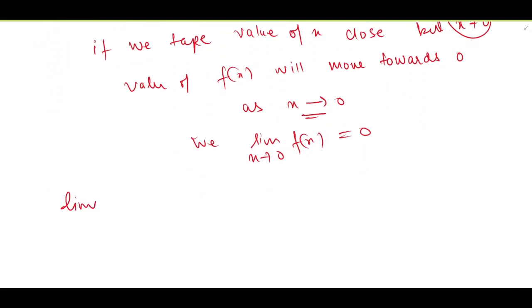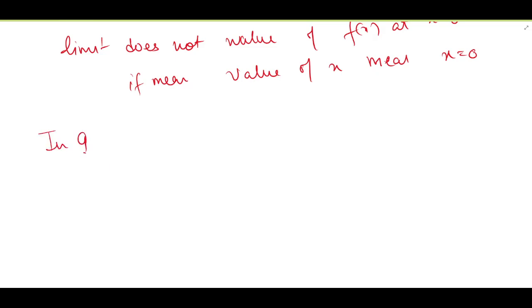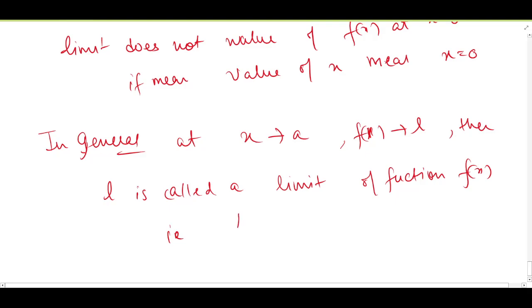So limit does not mean the value of f of x at x equal to 0. It means the value of f of x near x equal to 0. So in general, as x approaches some point a, and f of x approaches some value L, then L is called the limit of the function f of x, that is, the limit as x tends to a of f of x is equal to L.